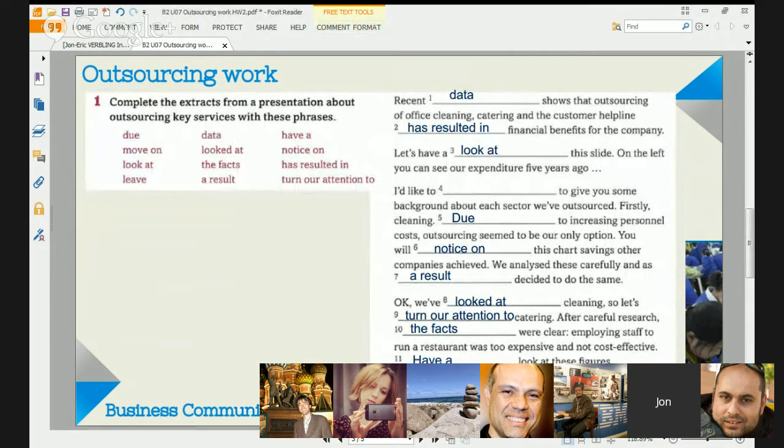What do you think? Number 12. Finally, I'd like to leave you with some interesting statistics regarding the customer helpline. That's exactly right. So to conclude the presentation, I'd like to leave you with, that's it.